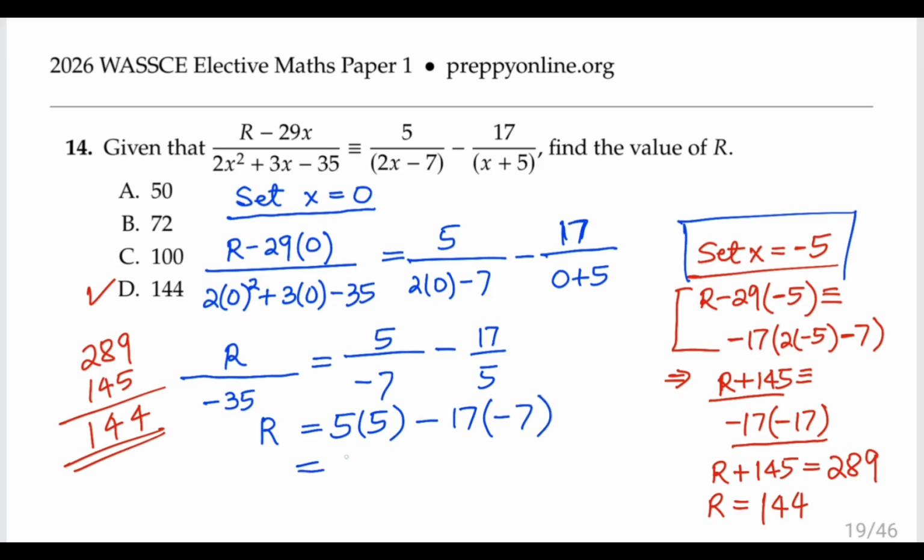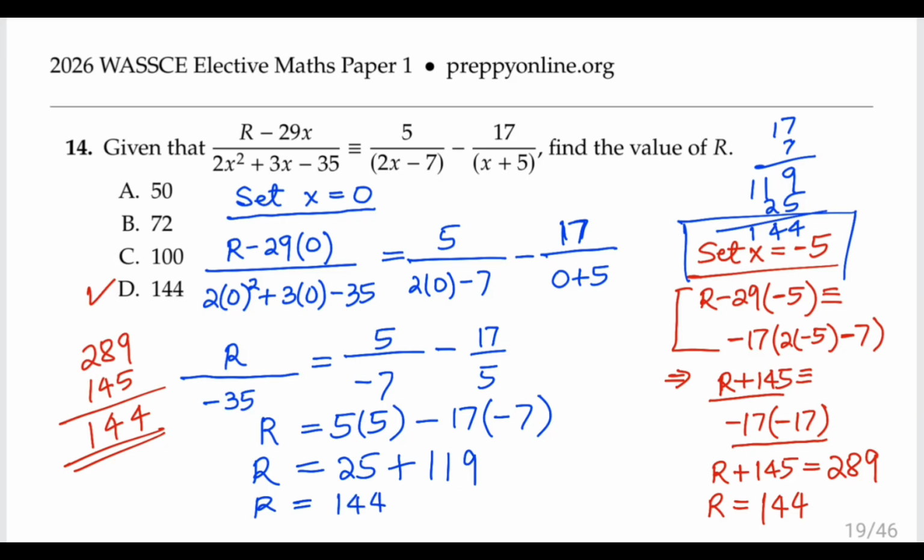So here we have 25. We have R is equal to 25 plus 17 times 7. Let's see what that gives us. We have 9, then 4. So we have 119. So we now try to add 119 to 25. And what does that give us? This gives us 441. So this gives us what we got, 144 again. So that's the idea.